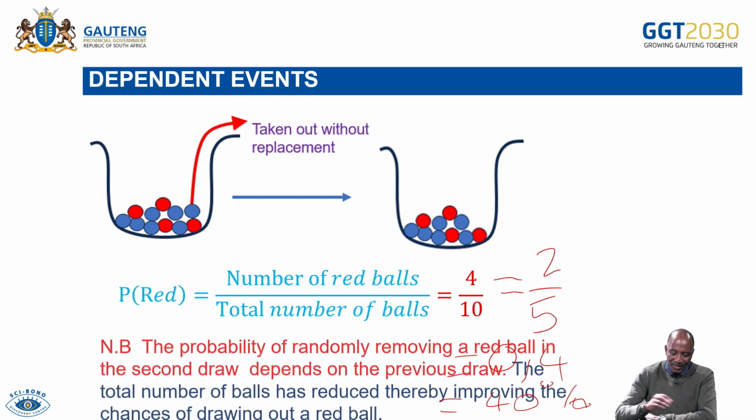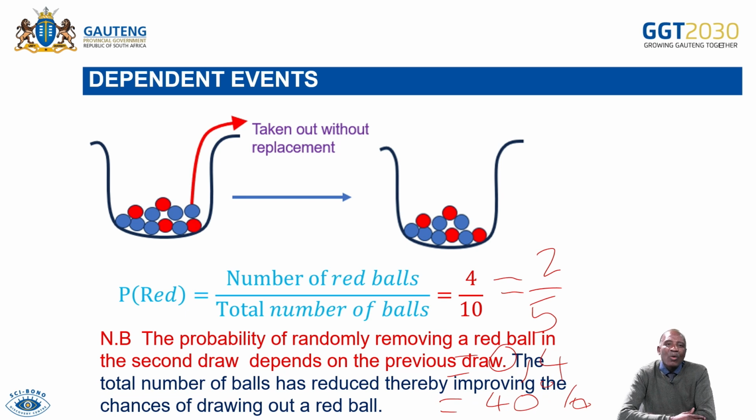Okay. So we are saying the probability of randomly removing a red ball in the second draw depends on the previous draw. The total number of balls has reduced, thereby improving the chances of drawing out a red ball. That's what I'm observing here. So you can see the answers have changed from 4 divided by 11 to now 4 divided by 10. This is a typical example of dependent events. Those are dependent events.